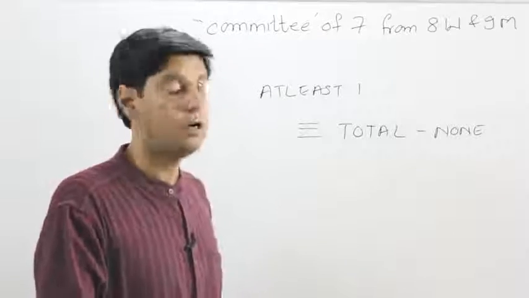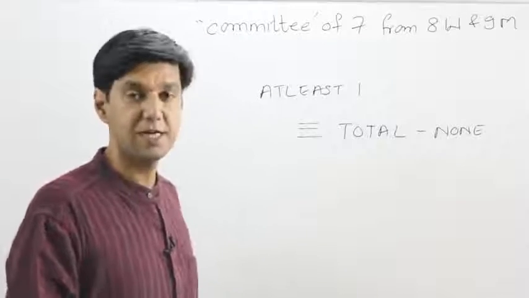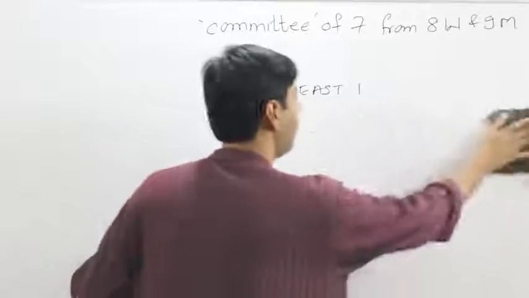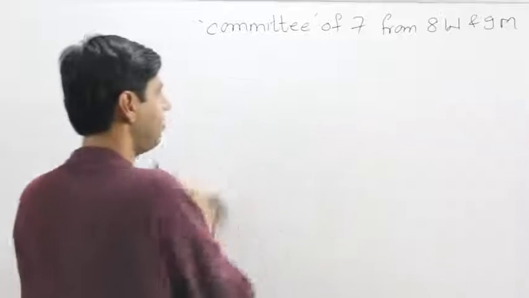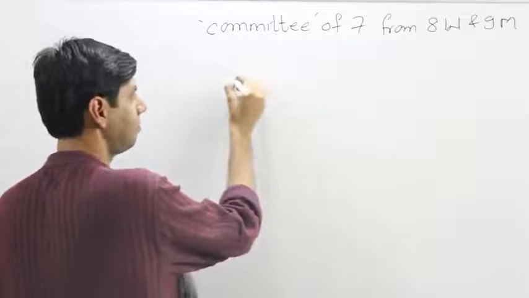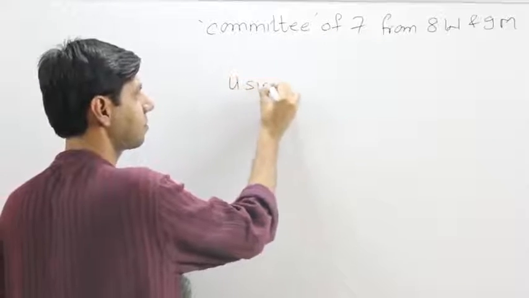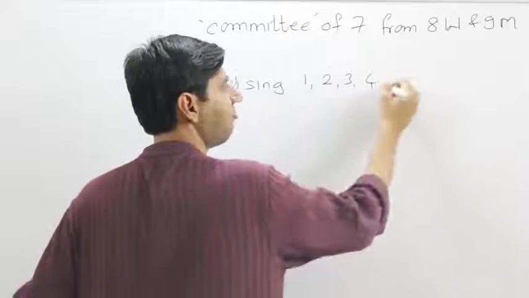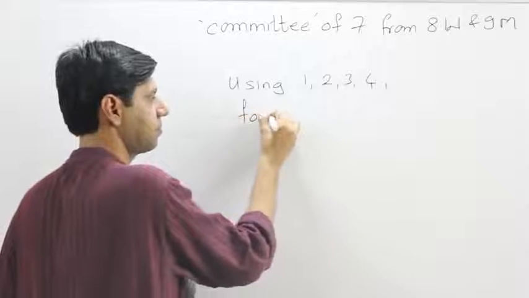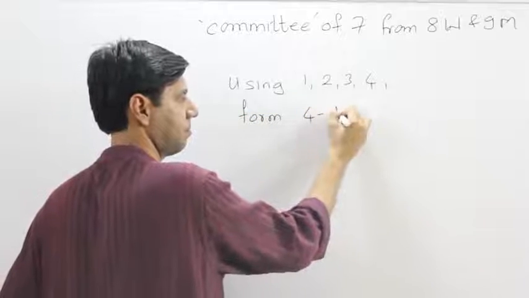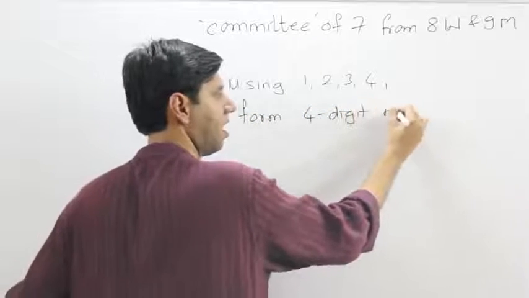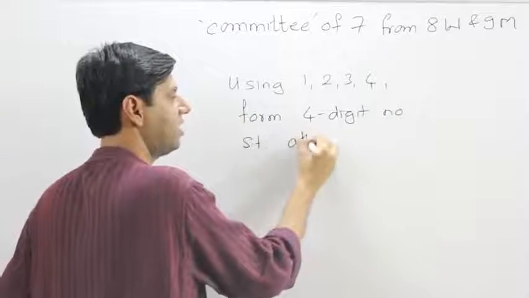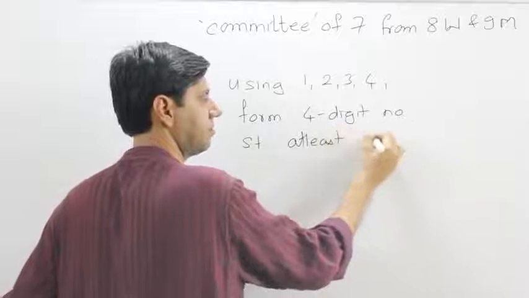I'll take up a question on this funda once again, though it is not related to combination, but since I'm at this point, let me use this. Let's say, going back to numbers, using 1, 2, 3, 4, form a 4-digit number such that at least 1 digit is repeated.